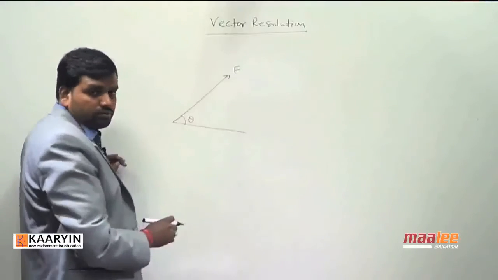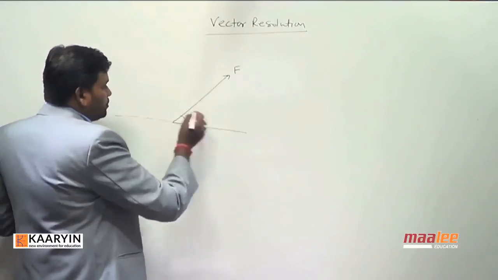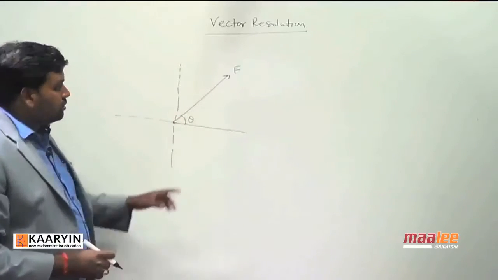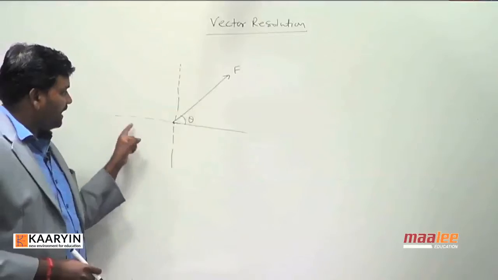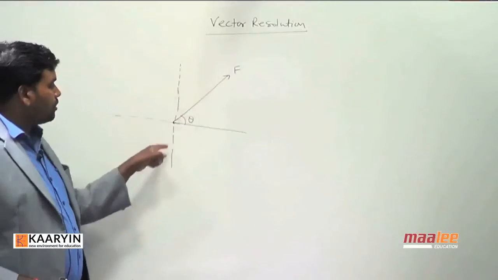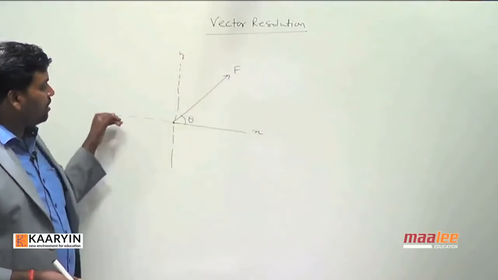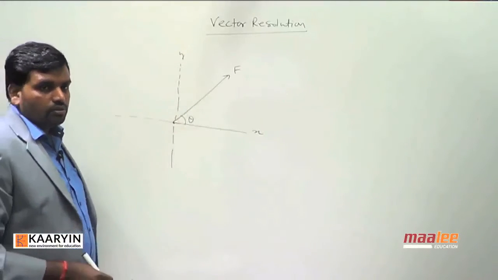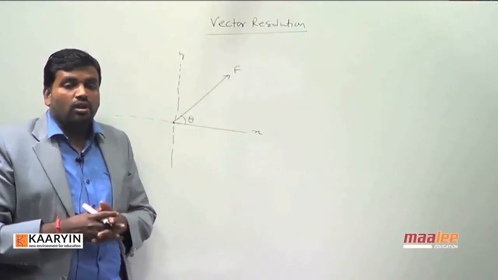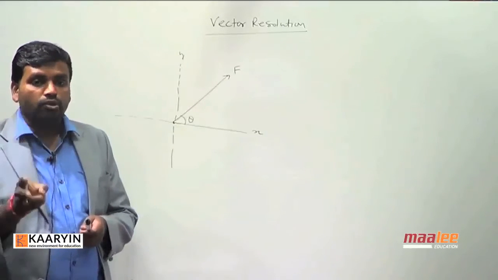So this is the force, and two mutually perpendicular components. Suppose this is the horizontal line, kind of x axis. So we will draw a y axis. These y axis and x axis, these two are mutually perpendicular to each other. So this force we can split along the x axis and y axis. So how to split? What is vector resolution? I told you, it is the process of splitting up a given vector quantity into two mutually perpendicular components.